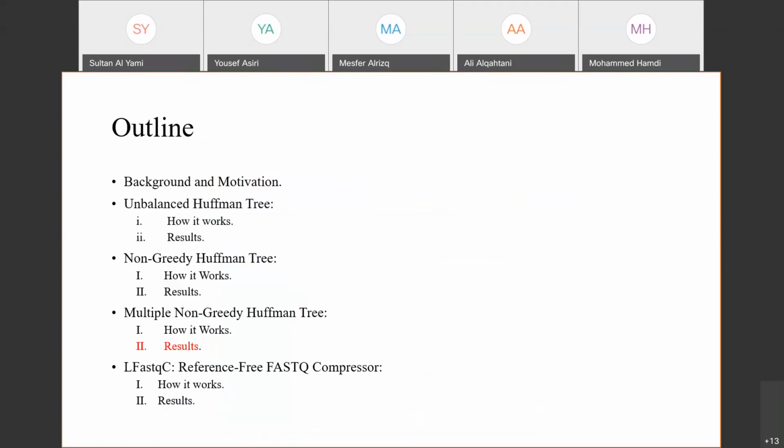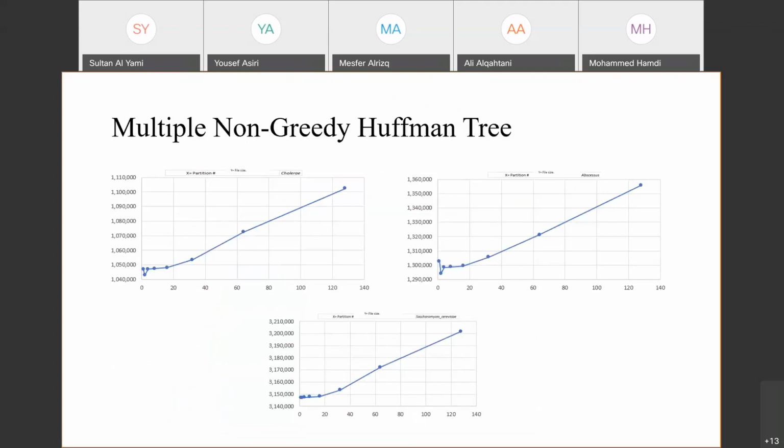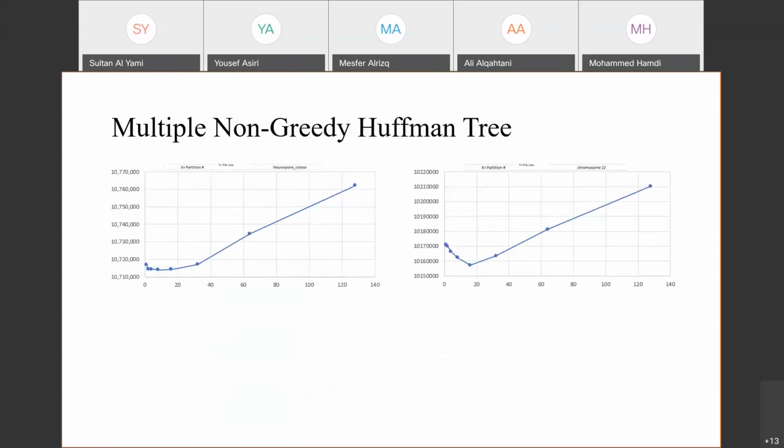Next is the result of our experiment. First, for the FASTA files, the cholera and the second file have the best compression ratio gain at a certain P. Then this gets worse around P equal to 32. For the SC file, the improvement is not noticeable and it gets worse at P equal to 16. For the NC file, the best compression ratio gain was when P equals 8. And for chromosome 22, the best compression ratio was when P was equal to 17. Both compression ratio gains get worse around P equal to 32.